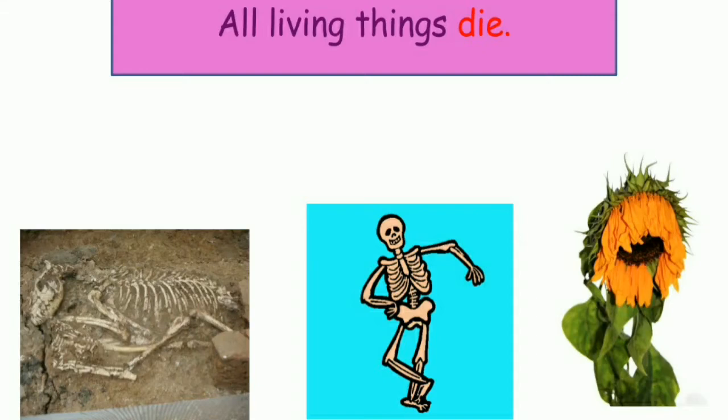Here we can see all living things can die. Here we can see an animal skeleton, a human skeleton, and also a plant. So they all are living things that can die. And here we can see examples of living things that can die. So all living things can die.